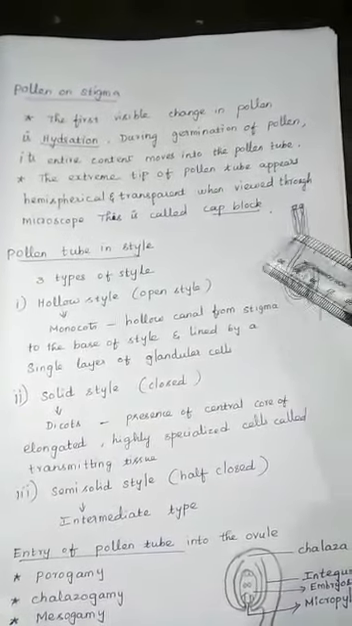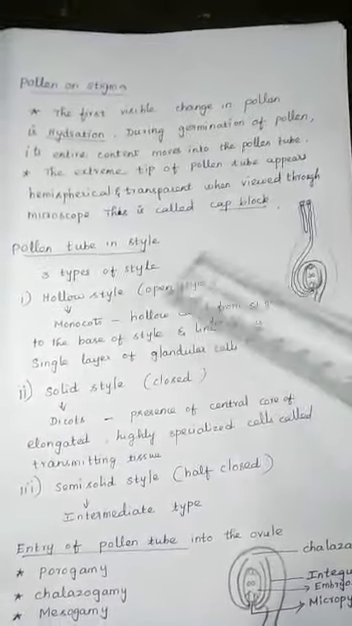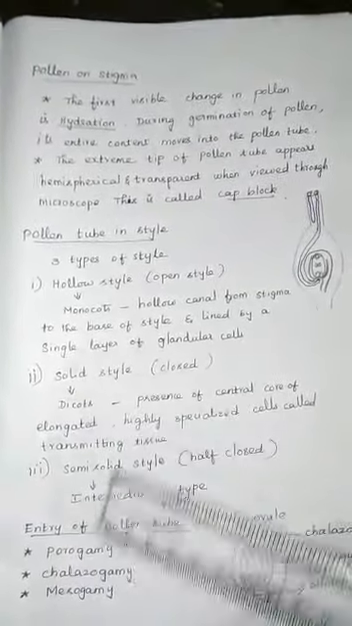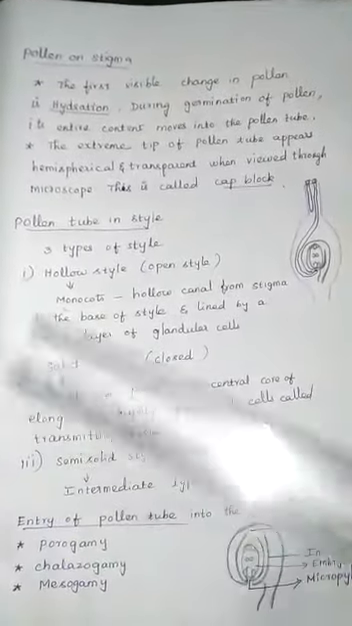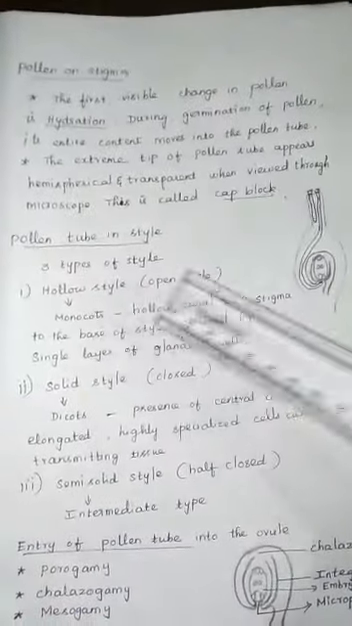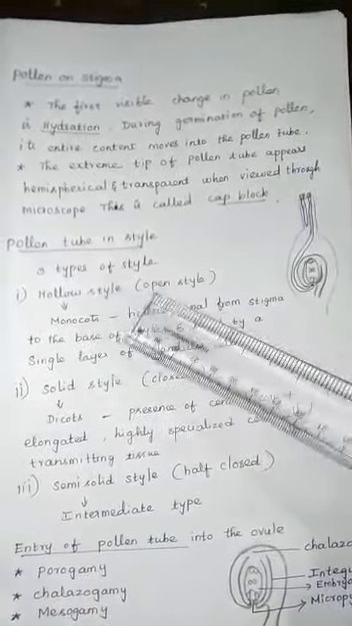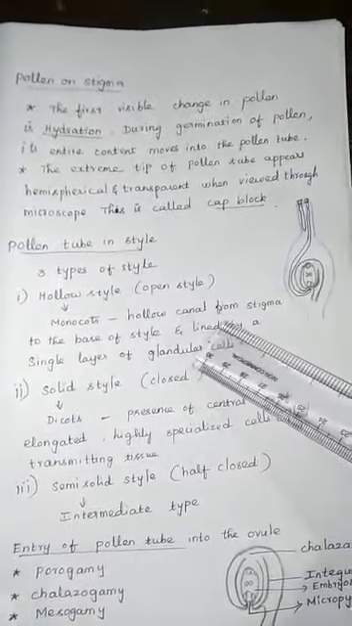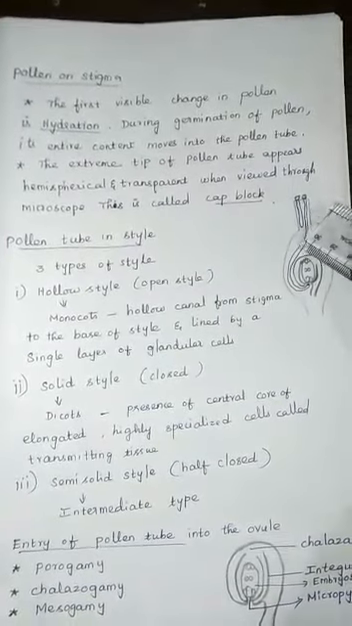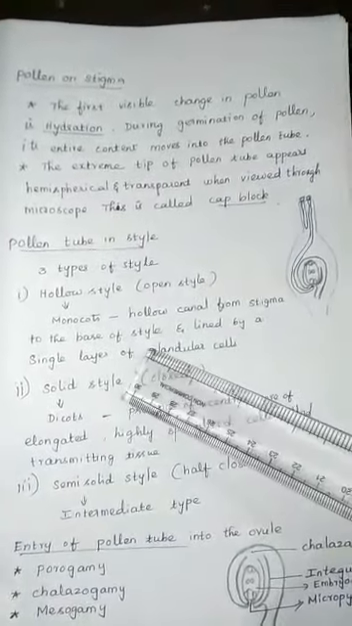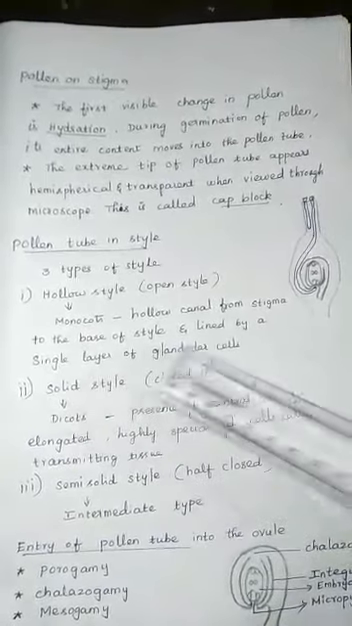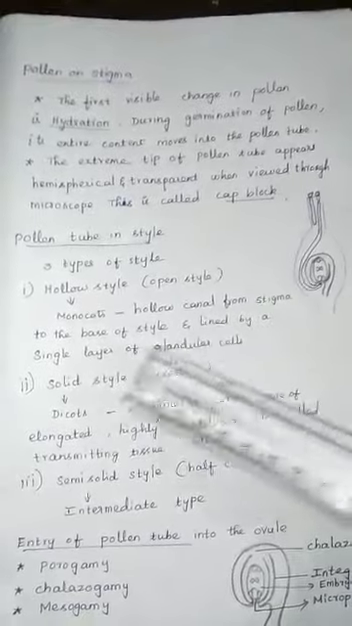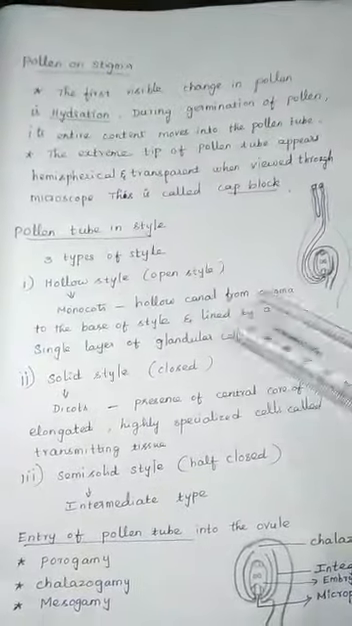Then the pollen tube in the style. There are three types of style: hollow style, solid style, then semi-solid style. First one, hollow style, otherwise called open style. It is found in the monocots. It's a hollow canal from the stigma to the base of the style, and it is lined on both sides by a single layer of glandular cells.